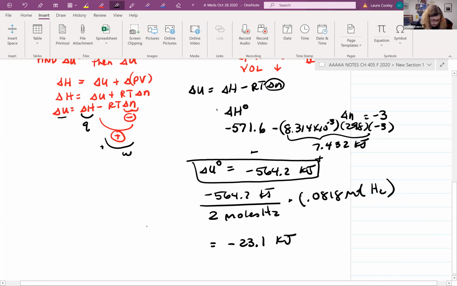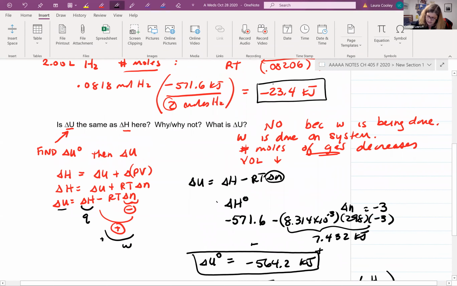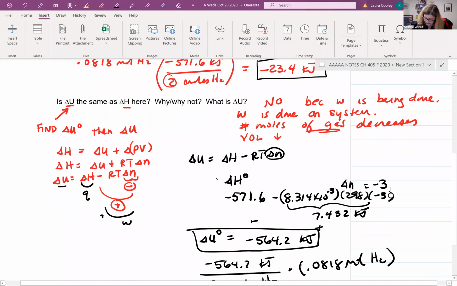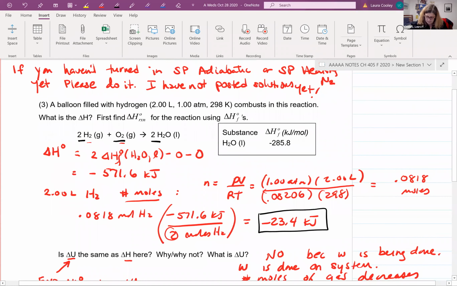Wait, did I get that right? Yeah, and this was negative 23.4. So it's really not very different, it's only 0.3. If you didn't keep 3 significant figures, you would never have noticed that. So keep your significant figures, all right?